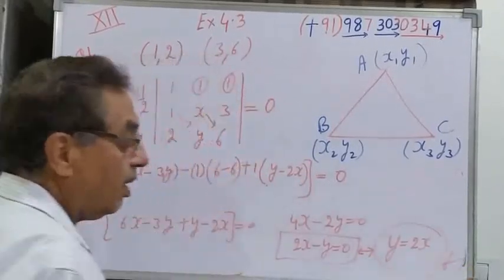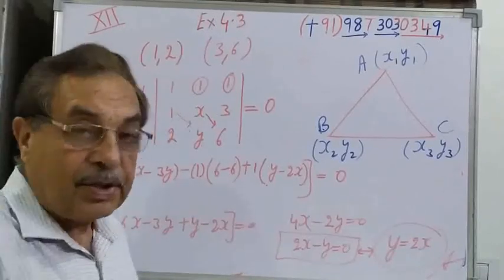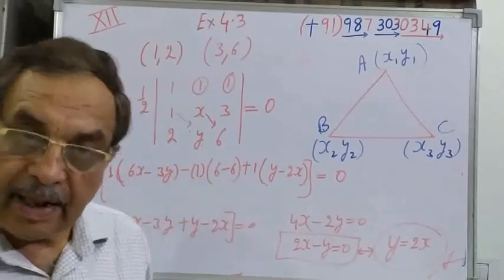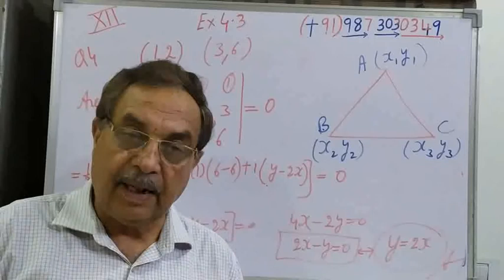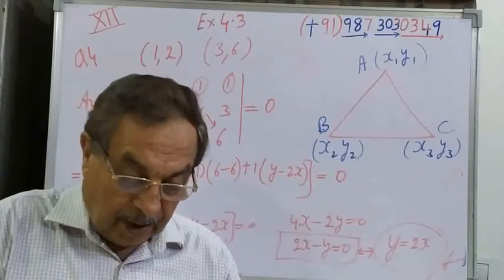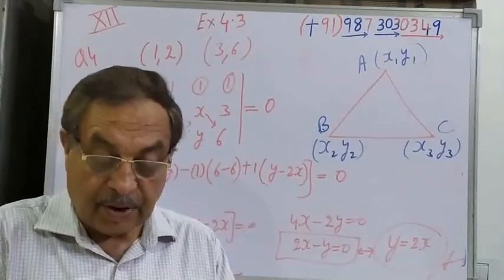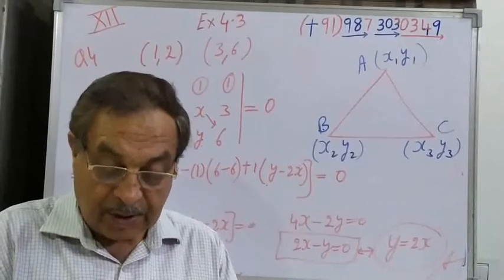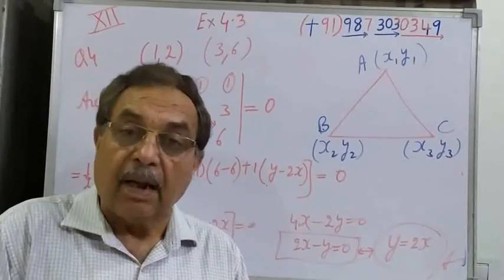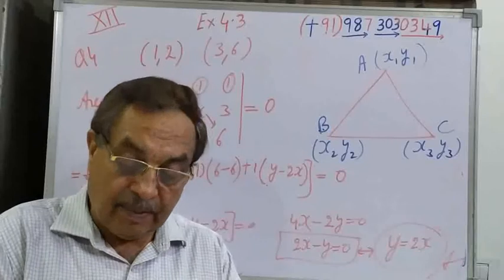So this is how to find the equation of a line and the area of a triangle with the help of determinants. In the next lecture we'll start the next topic: how to solve linear equations in 3 variables.